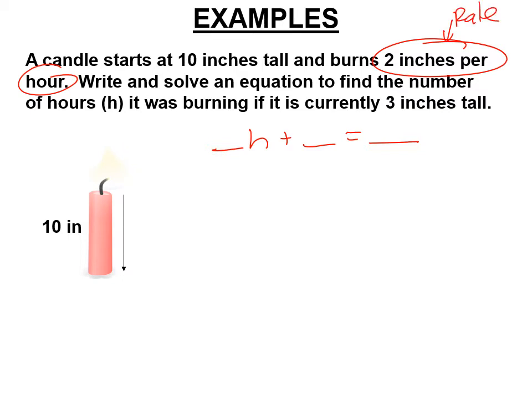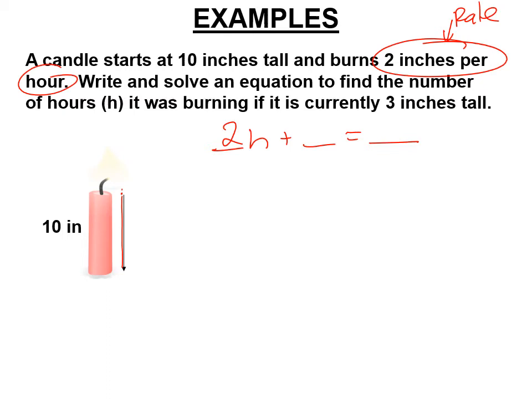Write and solve an equation to find the number of hours it was burning if it is currently 3 inches tall. Okay, so it's burning down. If I put a positive 2 here, you're saying this candle, right? Because when we had a plant growing, we would put maybe if it was growing 2 inches per day or per month or week, you would put a positive 2 there, and the plant would get taller and taller and taller. But candles don't get taller and taller and taller.